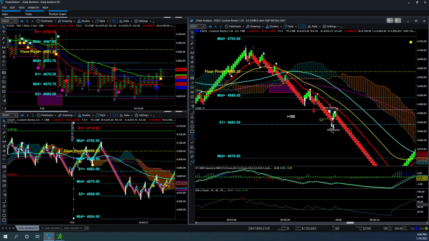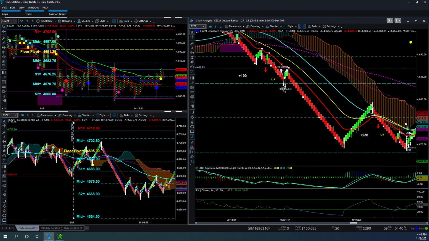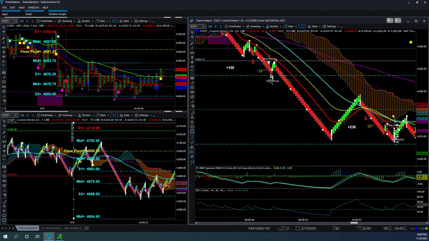So I should have taken this one, put another entry right in this S1 level right there. I did not, and it moved all the way there. So I didn't take advantage of this entry. Lesson learned. One thing is to look at this small retracement. If it's in the trend here and the trend here, it's very valid to take it.